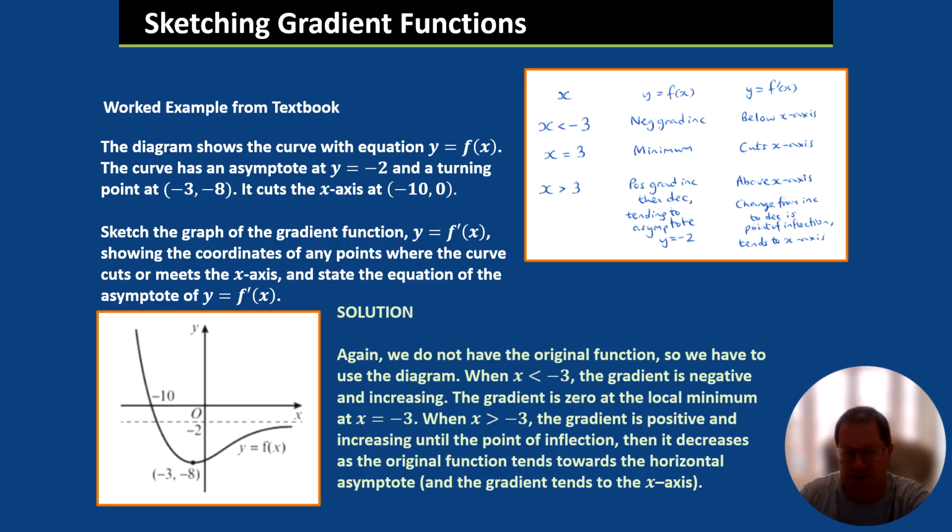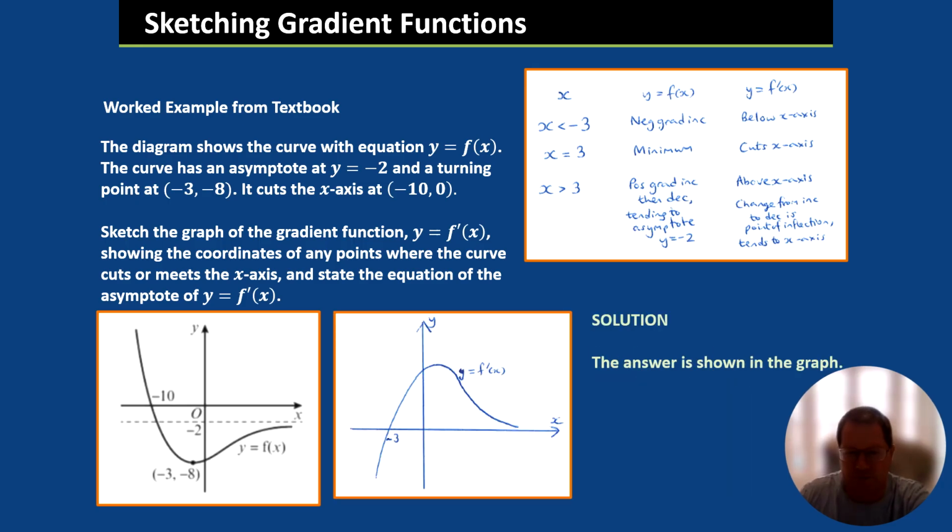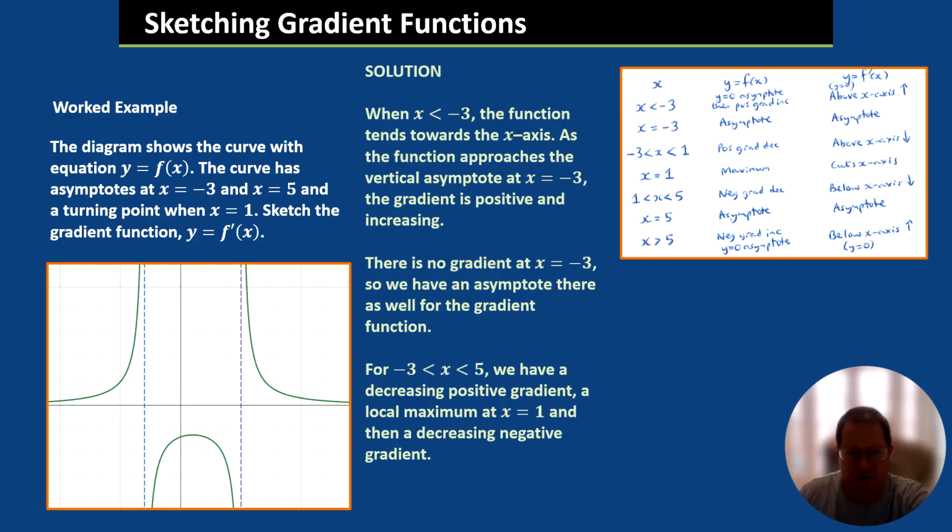When x is less than -3, the gradient is negative and increasing. The gradient is 0 at the local minimum at x equals -3, and when x is greater than -3, the gradient is positive and increasing until the point of inflection. Then it decreases as the original function tends towards the horizontal asymptote and the gradient tends to the x-axis. So the answer is shown in the graph, and the asymptote of y equals f dash x is the x-axis, or y equals 0.